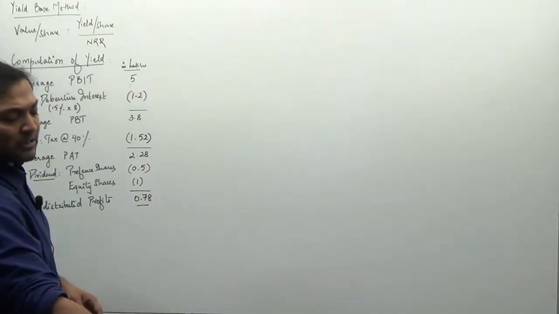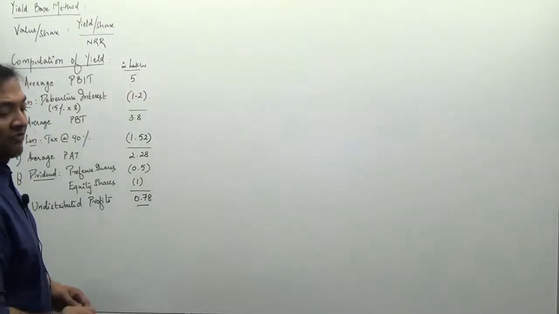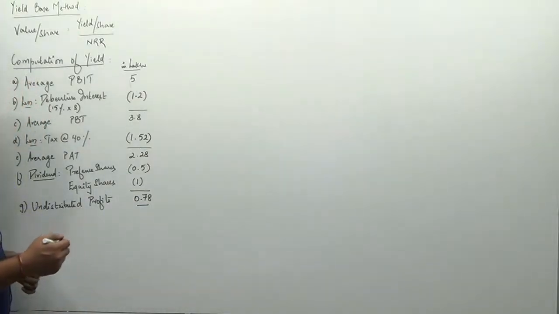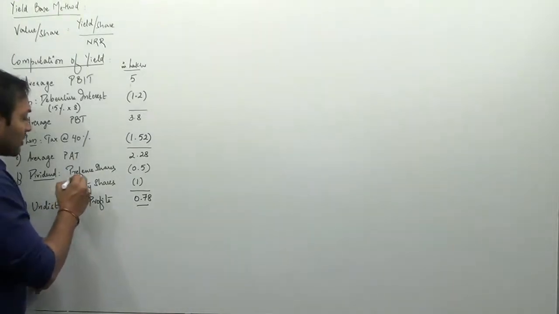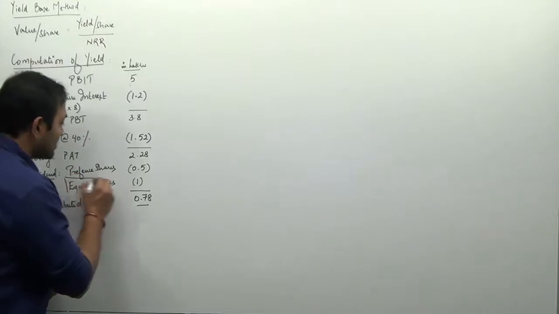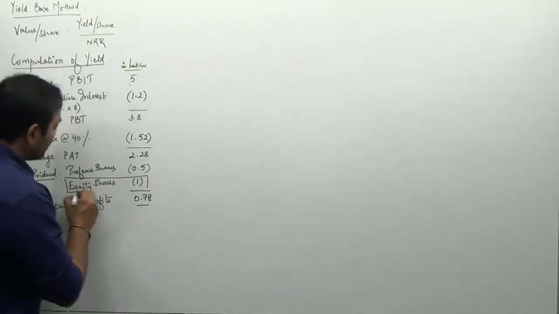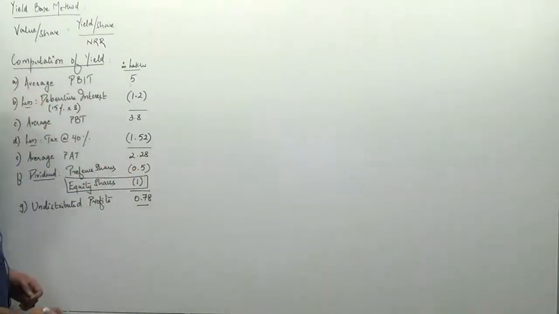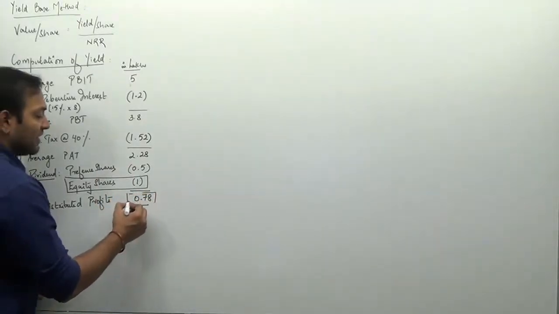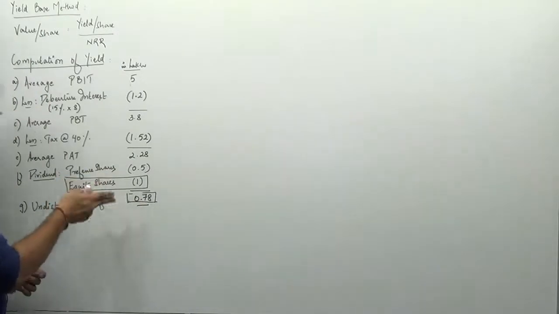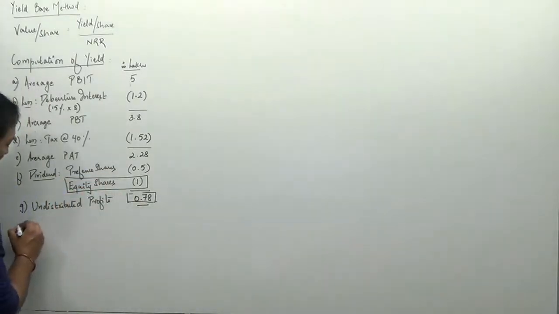Yield is 50% of profits distributed and 5% of undistributed profits. Now, whom am I valuing? I am valuing for equity share. So, the profit distributed should be considered as this dividend paid to him, 1. What is undistributed profits? 0.78. Considering these two figures, I can calculate the yield.